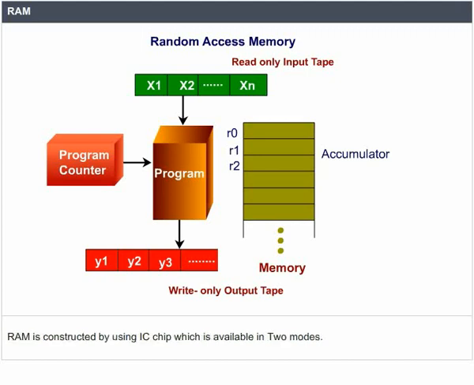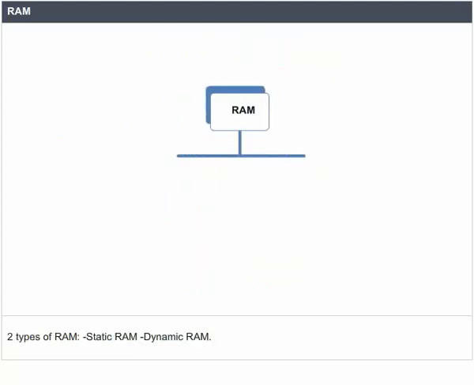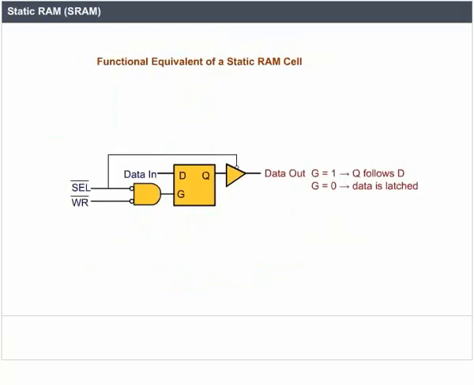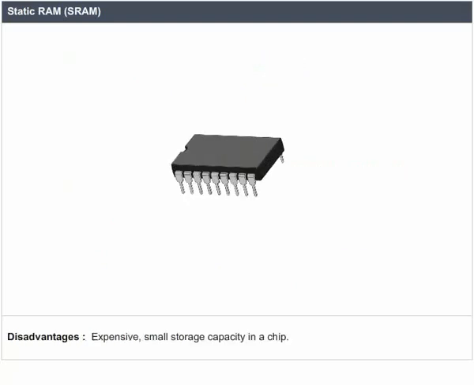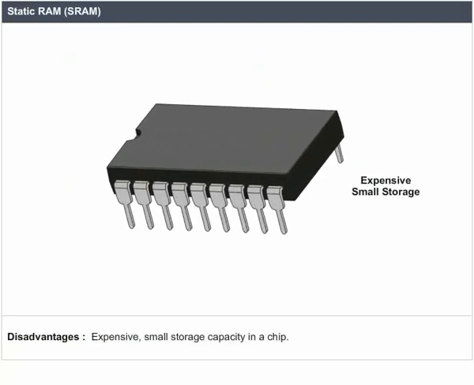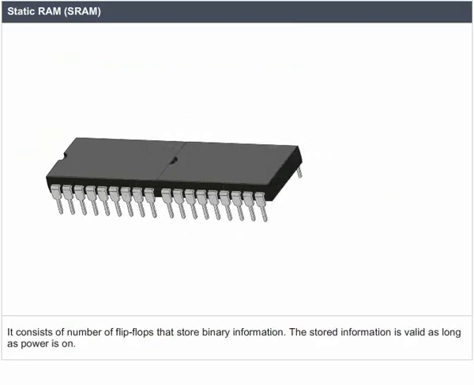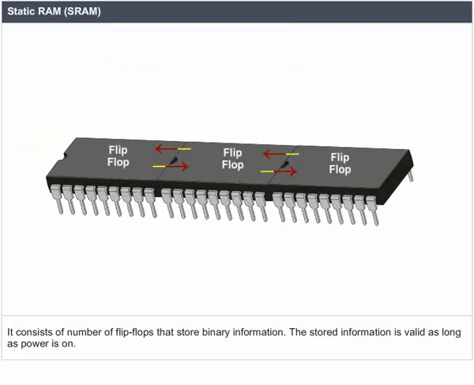RAM is constructed using IC chips, which are available in two modes. The two types of RAM are static RAM and dynamic RAM. Static RAM, SRAM, is made from flip-flops. Disadvantages: expensive, small storage capacity in a chip. Advantages: easier to use and faster access time, read and write cycle. It consists of a number of flip-flops that store binary information. The stored information is valid as long as power is on.